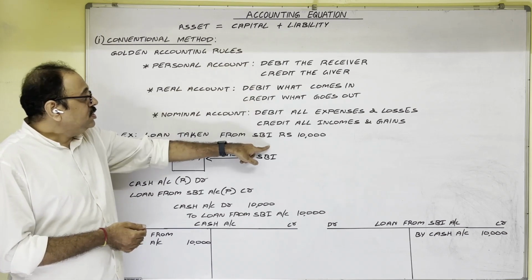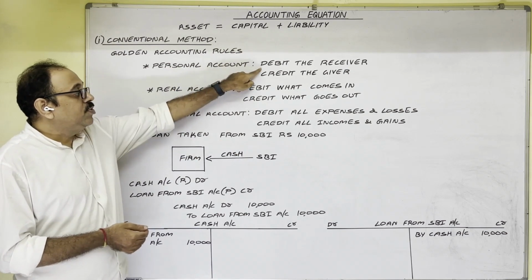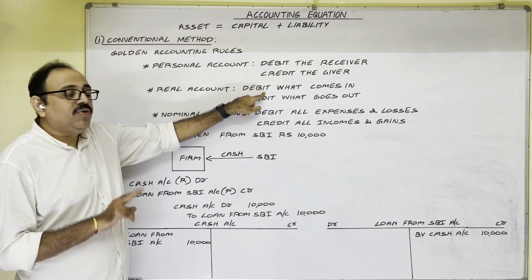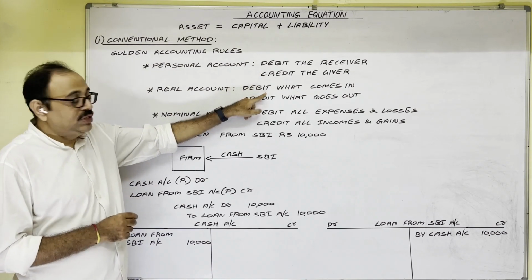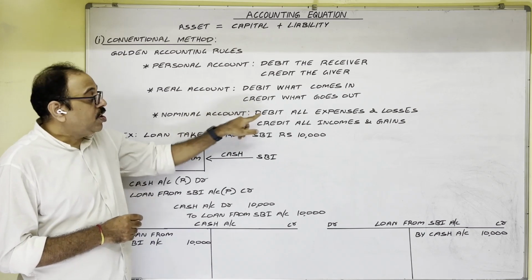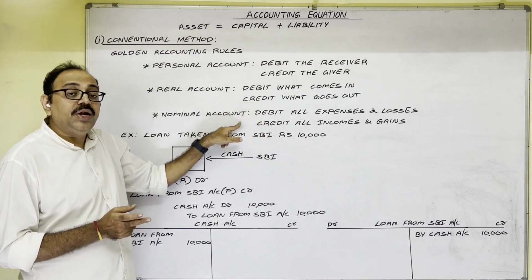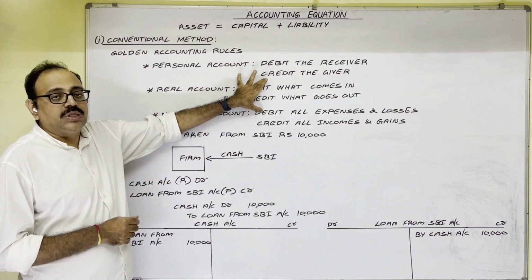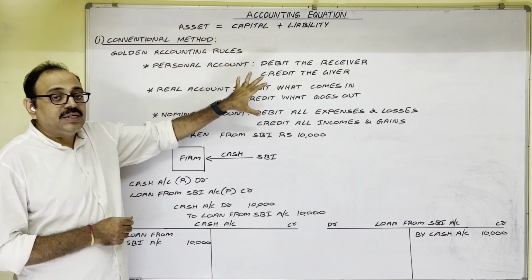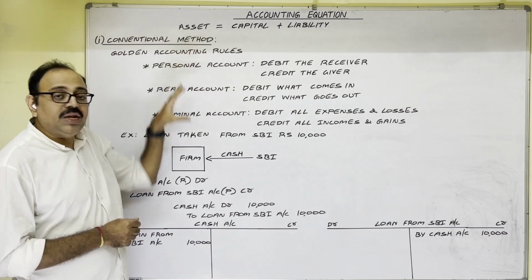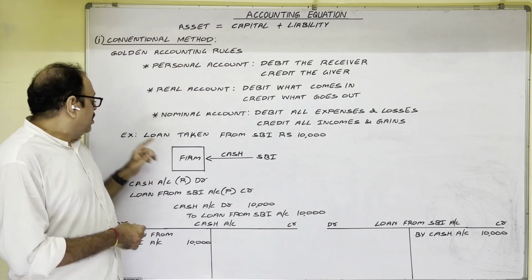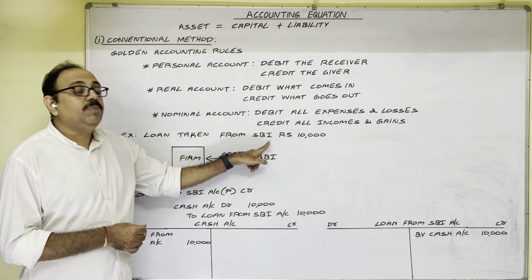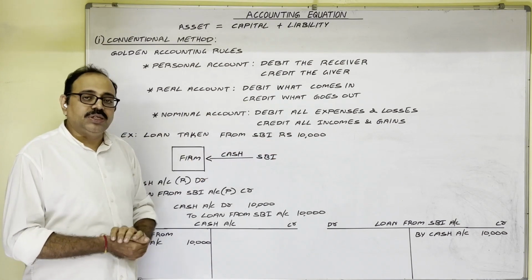What are the golden rules? For personal account, the golden rule is debit the receiver, credit the giver. For real account, debit what comes in, credit what goes out. For nominal account, debit all expenses and losses, credit all incomes and gains. So by following these accounting rules, how debits and credits are recorded under the conventional method, let us see with one example. Example is, one firm has taken a loan from State Bank of India, 10,000 rupees.